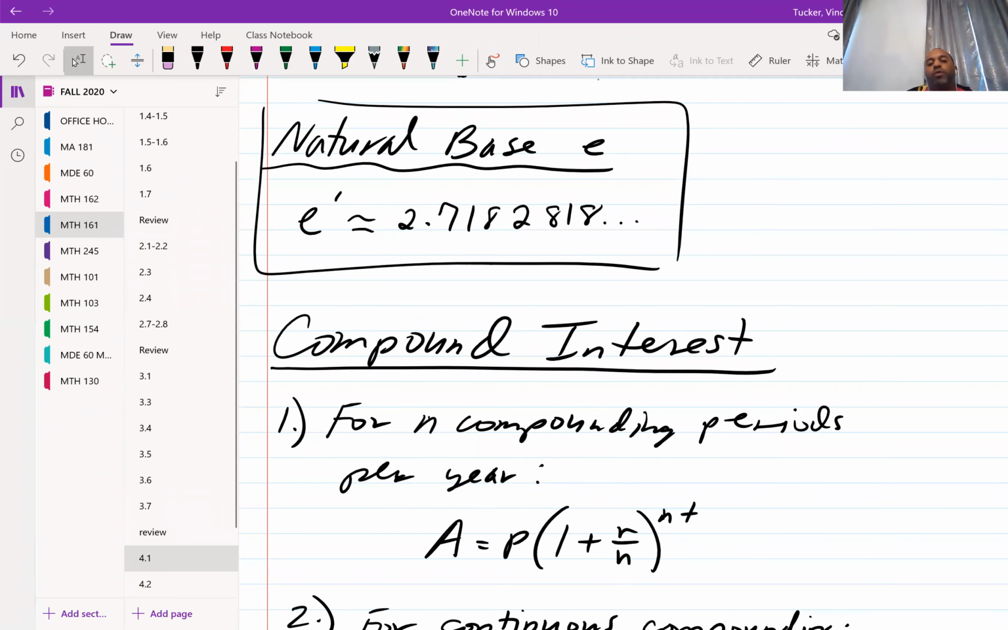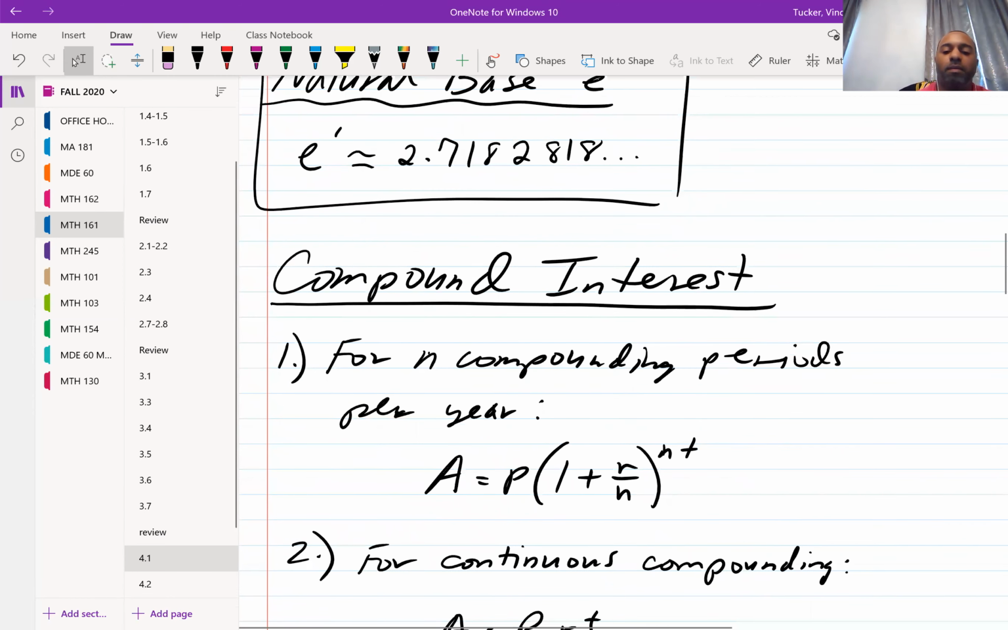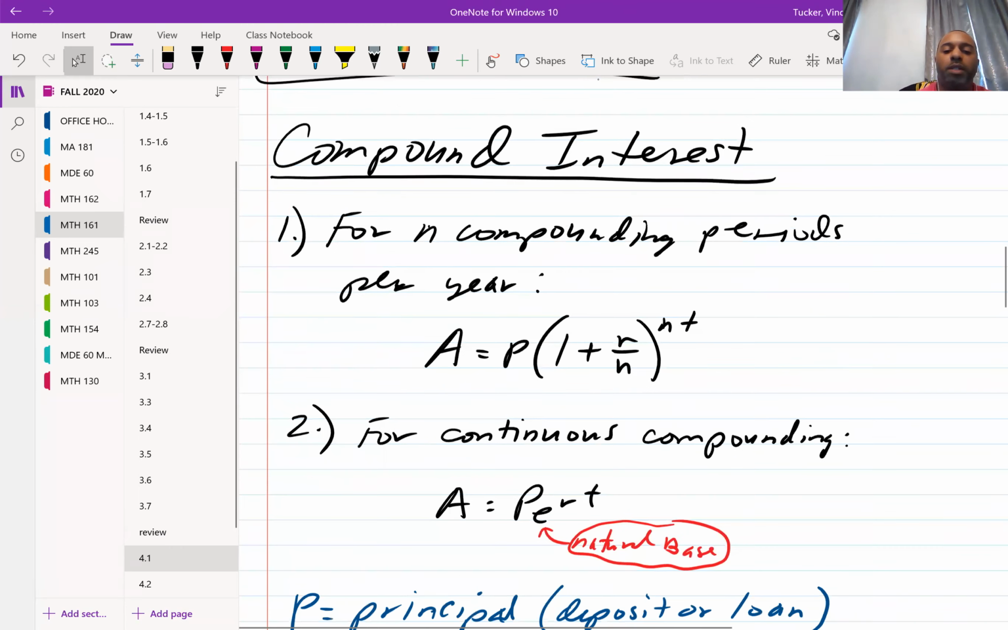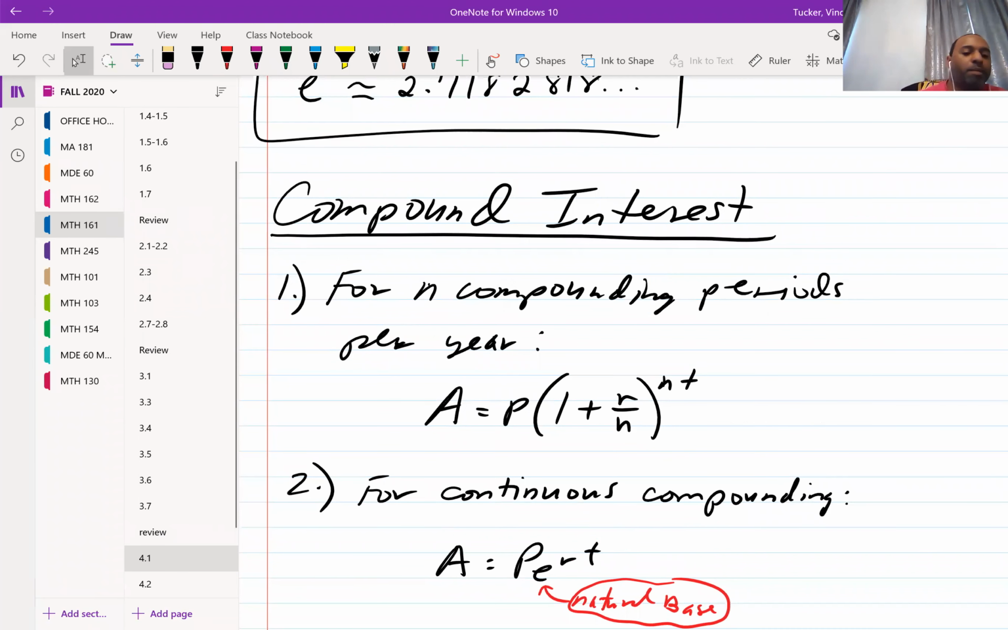So compound interest formula, some of you may have seen that before. For n compounding periods per year, A is equal to P times 1 plus r over n, raised to the n times t power. We'll talk about what the letters mean in a second. Just giving you a chance to copy it down. Then for continuous compounding, A equals P times e to the rt, and that e is your natural base. So you're not going to plug in a value for e, that's your natural base.